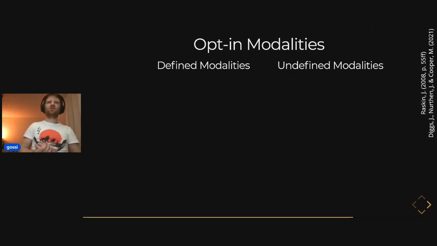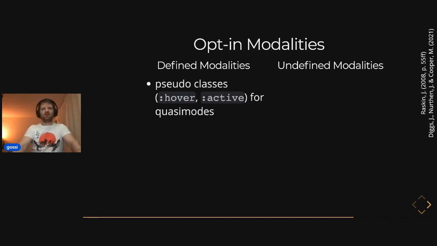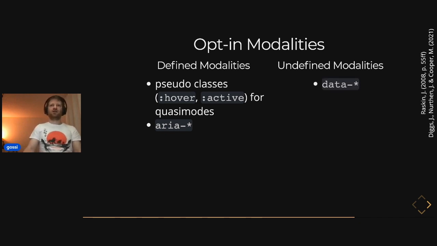So for the modalities that we have as an opt-in, we can differentiate between them as defined modalities and undefined modalities. For the defined modalities, here we have our pseudo classes like hover and active for sort of quasi modes. We have ARIA attributes. They are defined because they are backed up by a specification, what properties are available and what kind of values can go into it. For the undefined modalities, we have data attributes and also the class attribute.